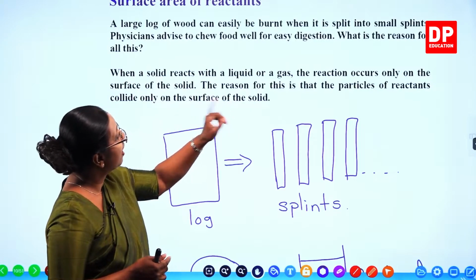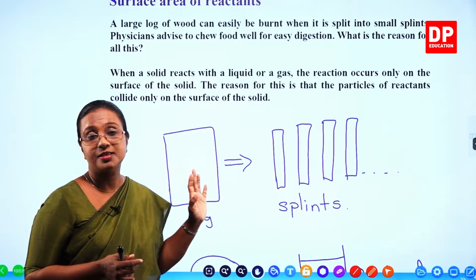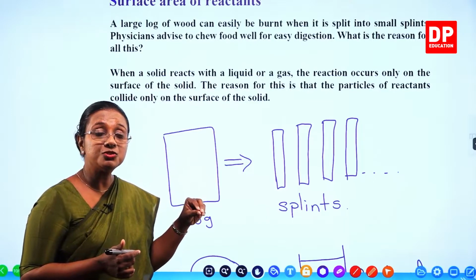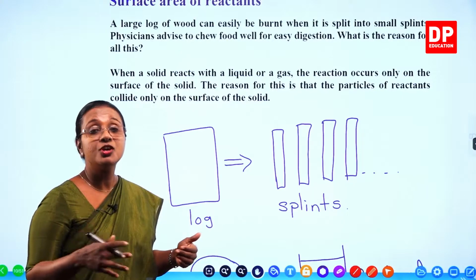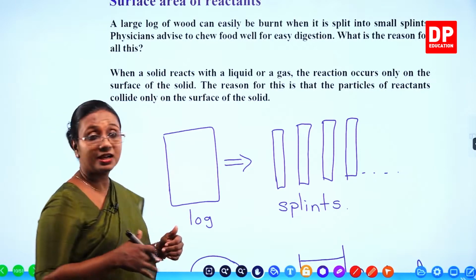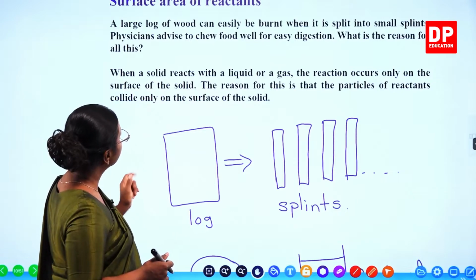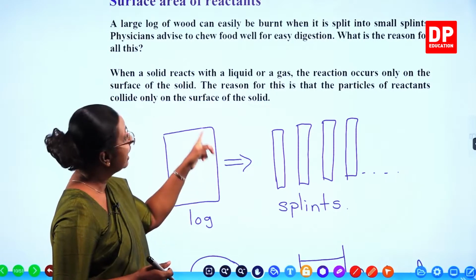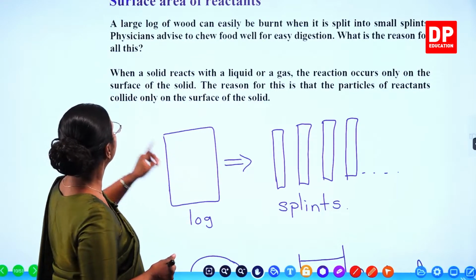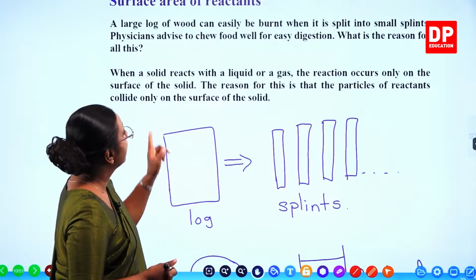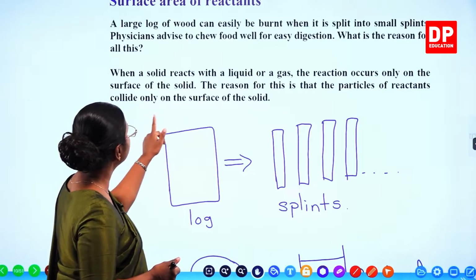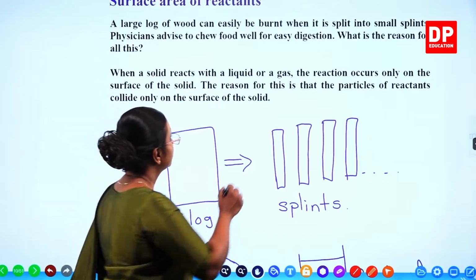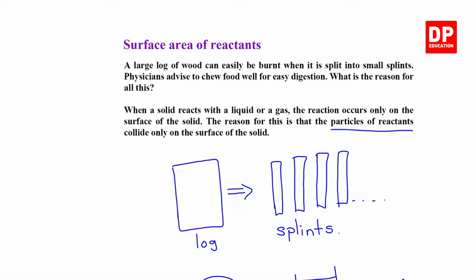Then, we have answered what is the reason for all these. When you chew, when you bite it into small pieces, when you split it into small splints, the surface area increases, so the reaction is faster or reacts better. When a solid reacts with a liquid or a gas, the reaction occurs only on the surface of the solid. The reason for this is that the particles of reactants collide only on the surface of the solid. So, this is important. Particles of reactants collide only on the solid.